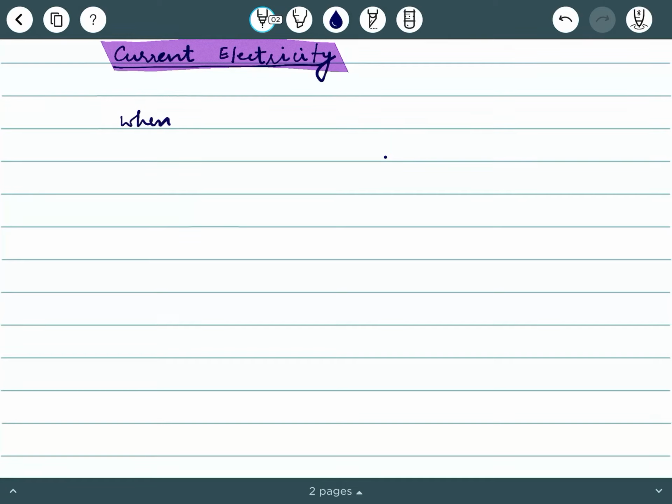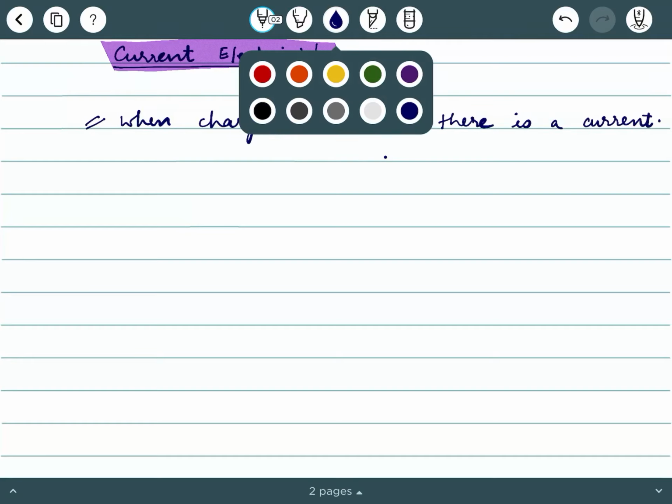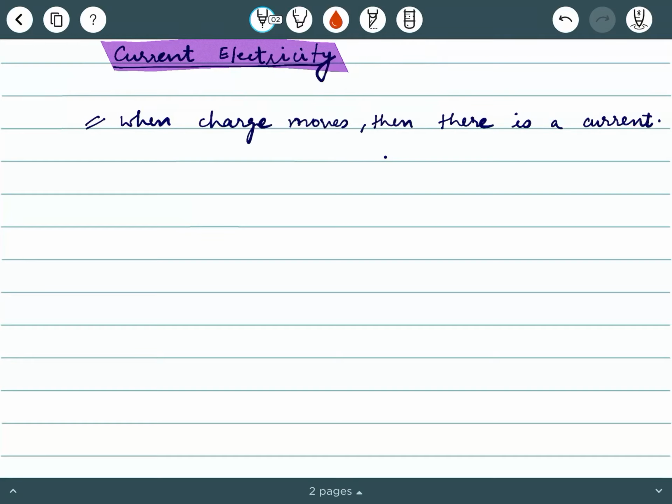Why current? Because when charge moves, we say that when charge moves, then there is a current. एक जनरल लाइन लिख दी मैंने, there is a current. I'll write this in a much better way. अभी एक सिंपल लाइन लिख दी मैंने कि whenever there is a movement of charge we will say that there is current. If you remember, then what was the name of the first unit?